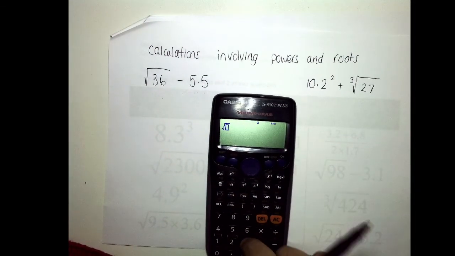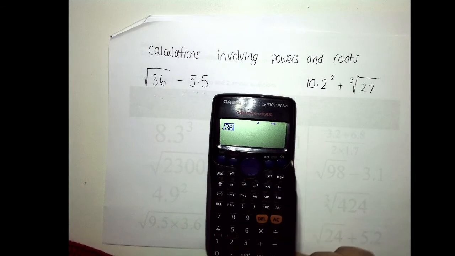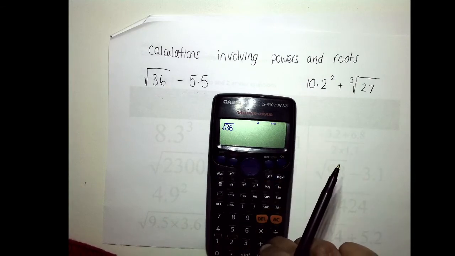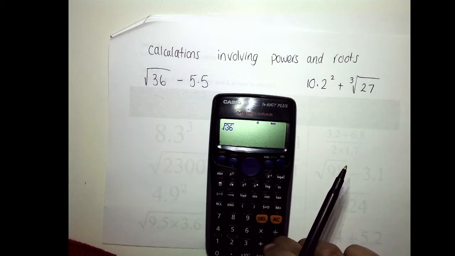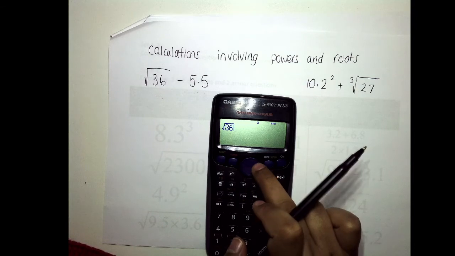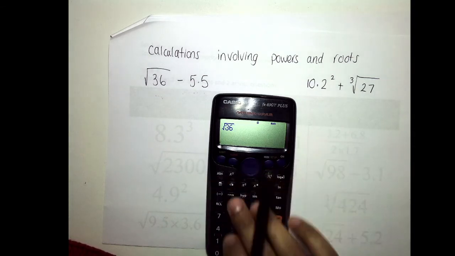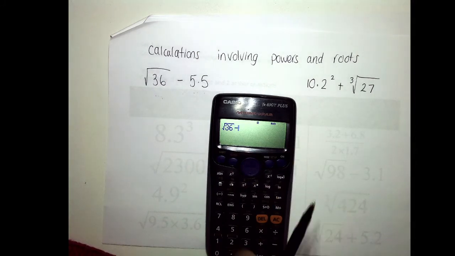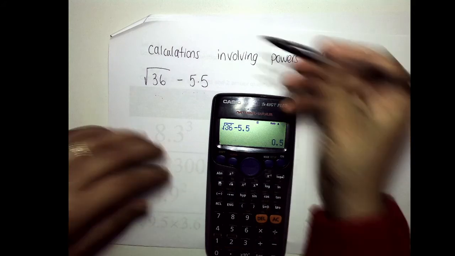And inputting 36. Now, if I want to carry on the calculation, I can't just simply press take away straight away, because the calculator does not know that we have finished with our square rooting. So we must press the side button in order to tell the calculator we are moving on, we no longer want a square root. So then we press minus, and then we input our 5.5. And we get the answer a half.